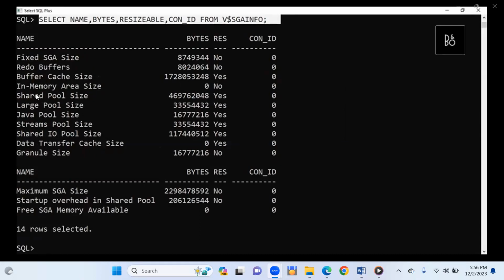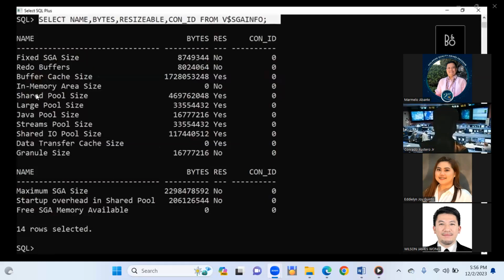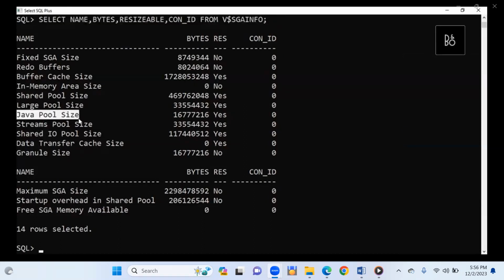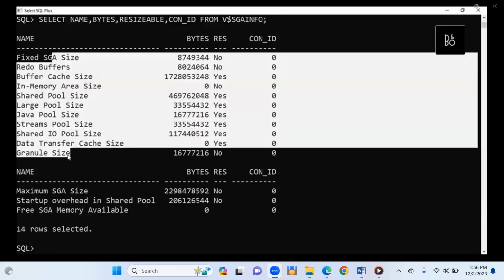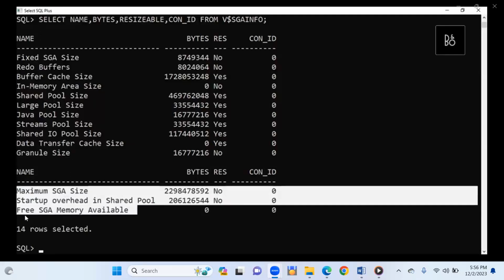So just picture the way we discussed the SGA components, the shared global area components. Based on what is being displayed here, you can see some related information. For example, Java pool, large pool, shared pool, streams pool, we have buffer cache. All this makes up the SGA. You can also see we have added information here. Even if you want to get the free SGA memory available, you can still look at it.